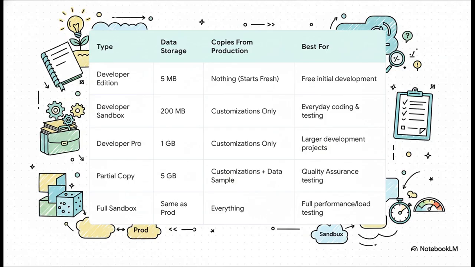Need more muscle for a bigger project? That's what Developer Pro is for. Now see how it gets more serious? A partial copy sandbox? This brings in a sample of your real data. And that is huge for quality assurance because you're testing on something that looks and feels real.